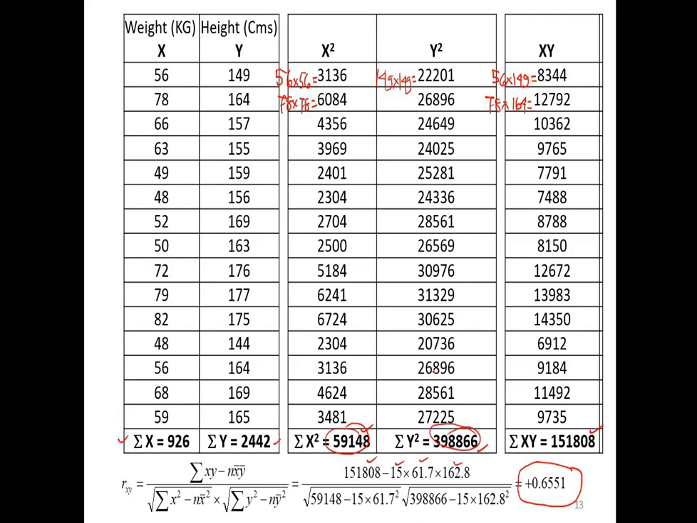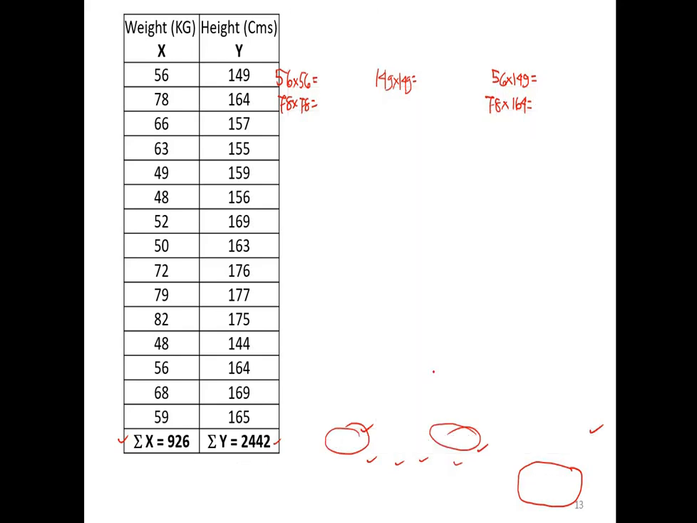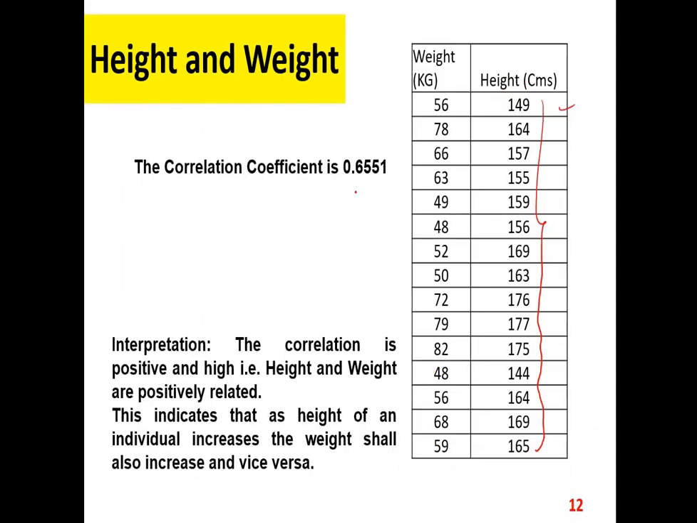Whenever you compute the correlation coefficient, please don't forget to interpret the result. For example, here we got the correlation, and in the previous example we had an interpretation like this. So correlation is this. This is plus. Don't forget to write the plus 0.6551. Interpretation: the correlation is positive and high. Height and weight are positively related. This indicates that as the height of an individual increases, the weight shall also increase, and vice versa.